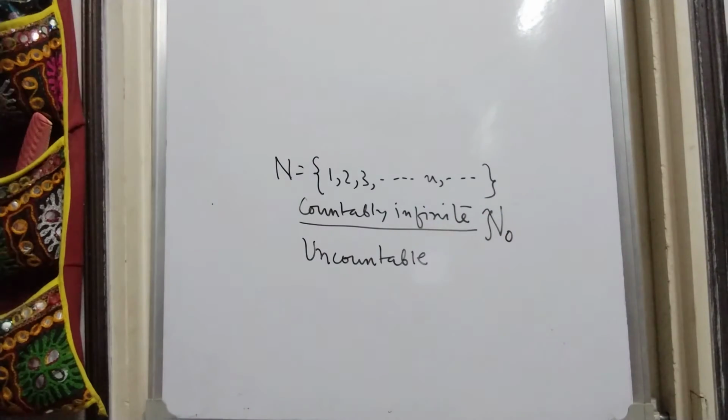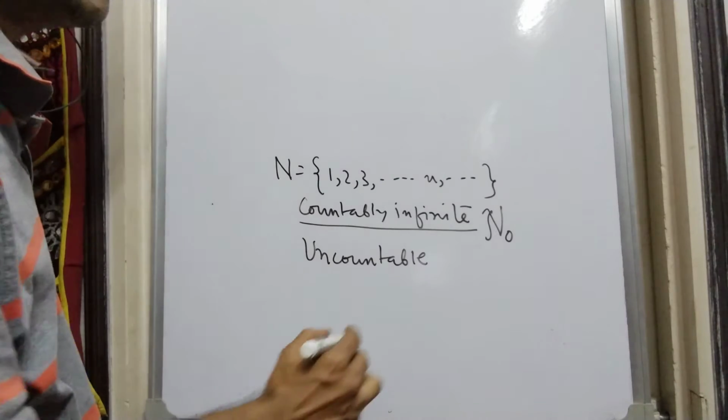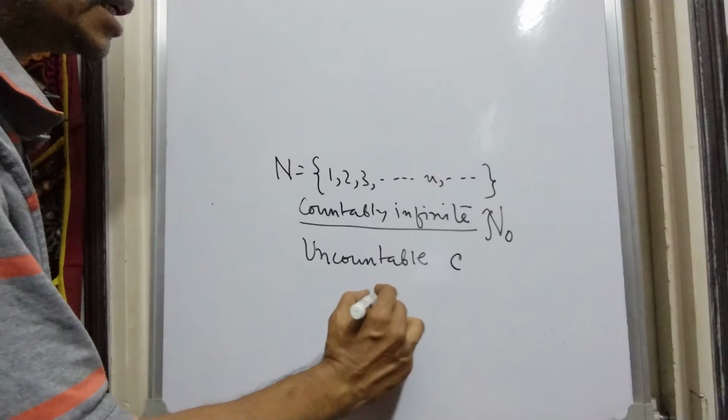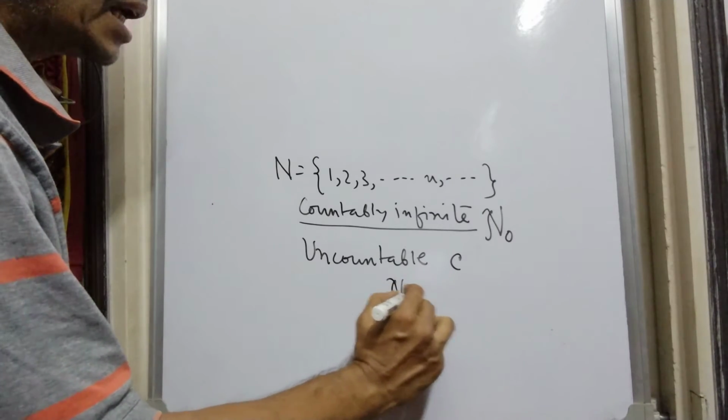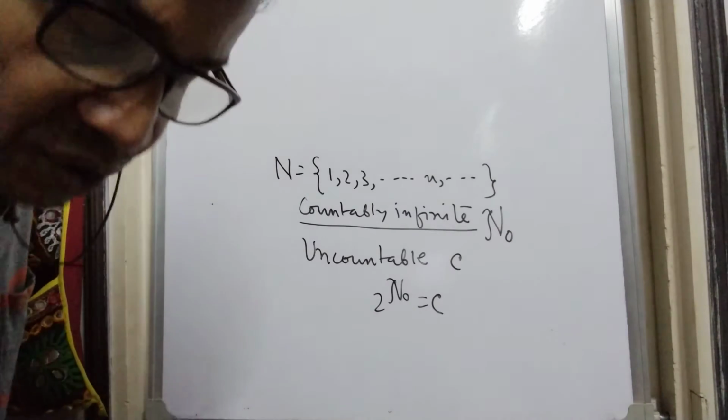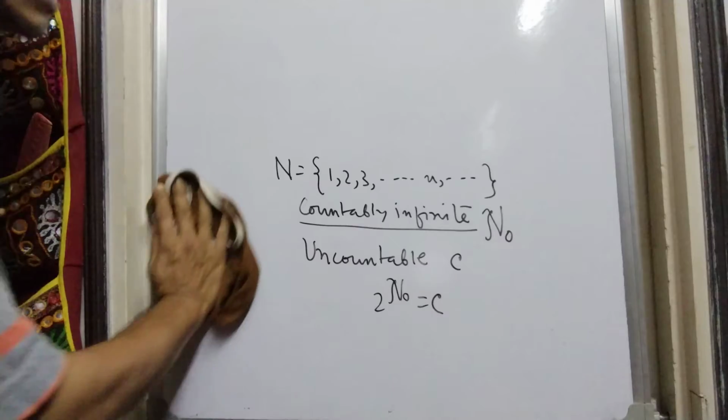Okay? And the cardinality of this is usually denoted as aleph null. This is a Hebrew word. And the cardinality of the real numbers is termed as C. And actually it can be shown that 2 to the power aleph null is equal to C. So this much about the cardinality of all the sets of real numbers. So what is cardinality? Cardinality is the number of elements in a set.